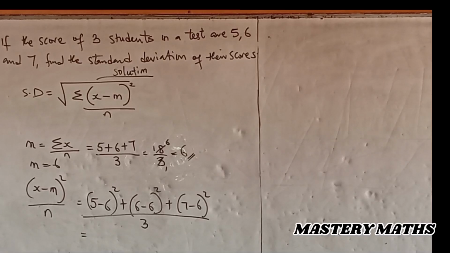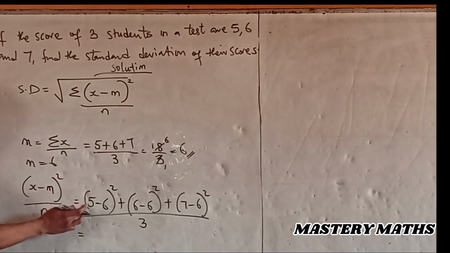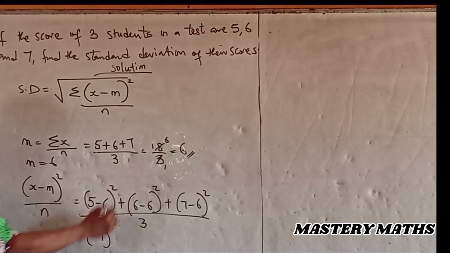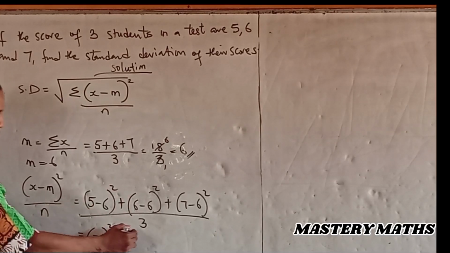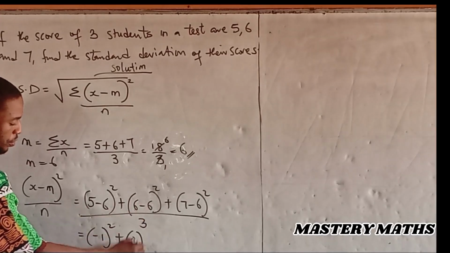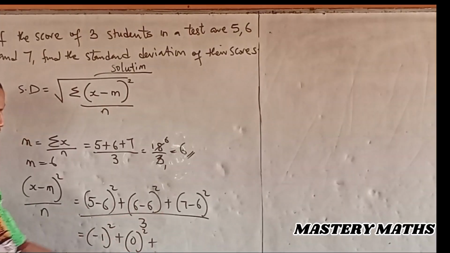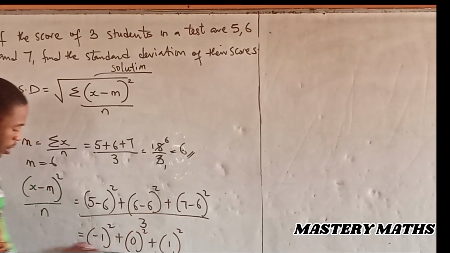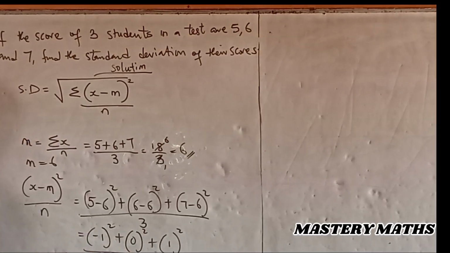Now what will be the next thing? Now we open the bracket. That's when you open the bracket, we subtract what is in the bracket. We'll bring it out. How? Look at this. 5 minus 6 will give us minus 1, square, plus, open the bracket, 6 minus 6 is 0, square, plus, open the bracket, 7 minus 6 is 1, square, all over 3.